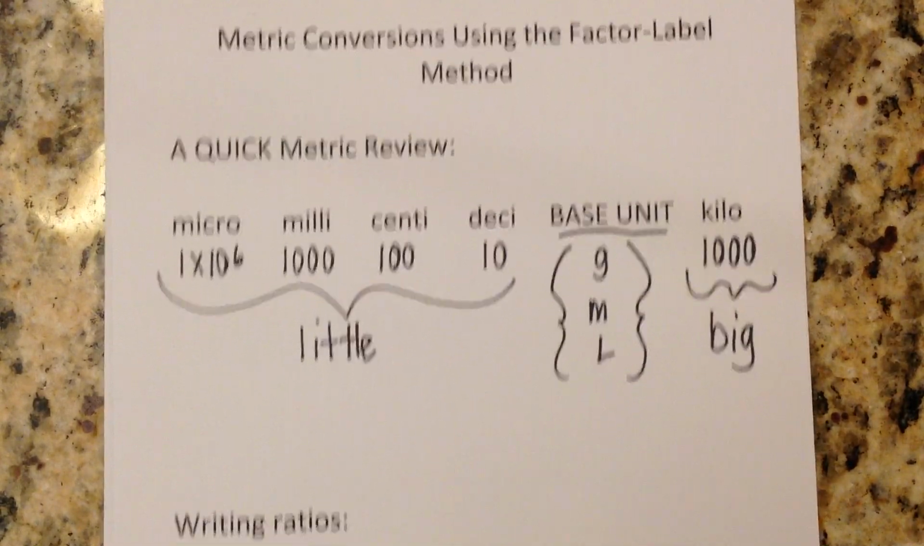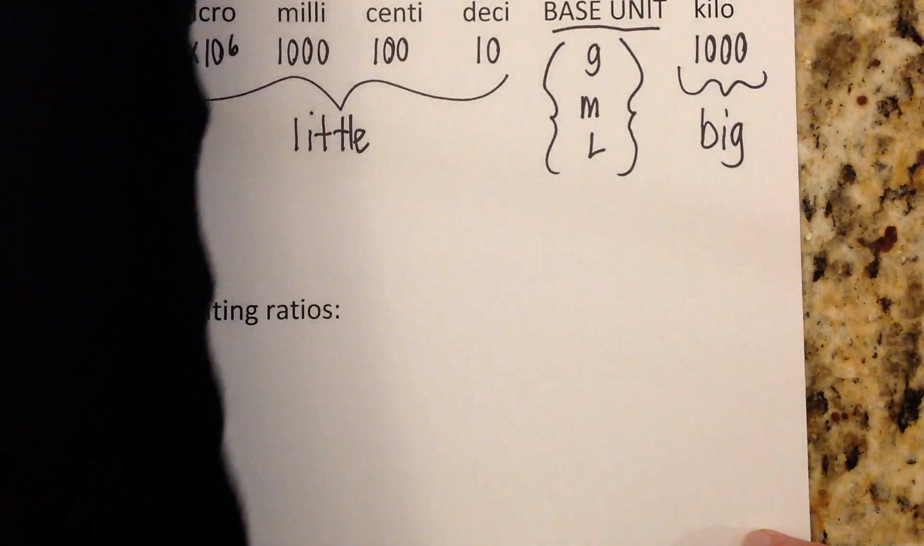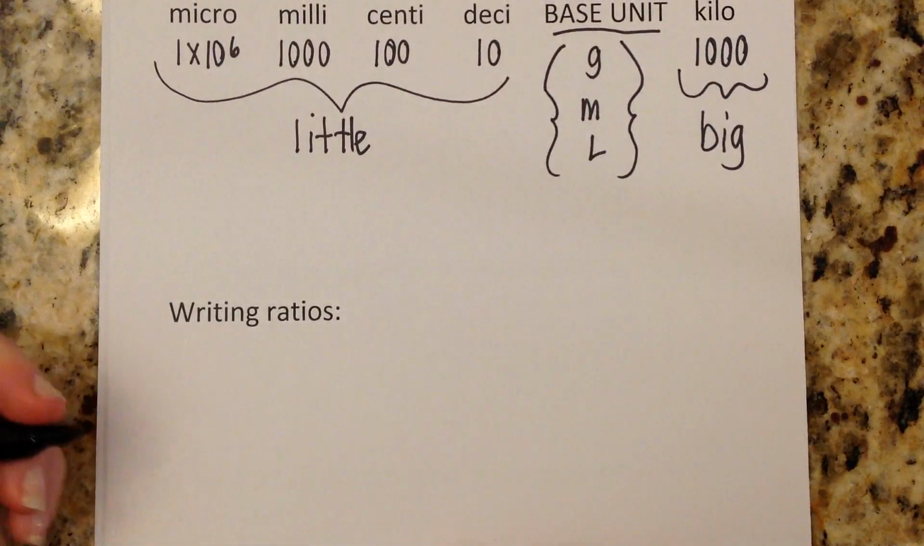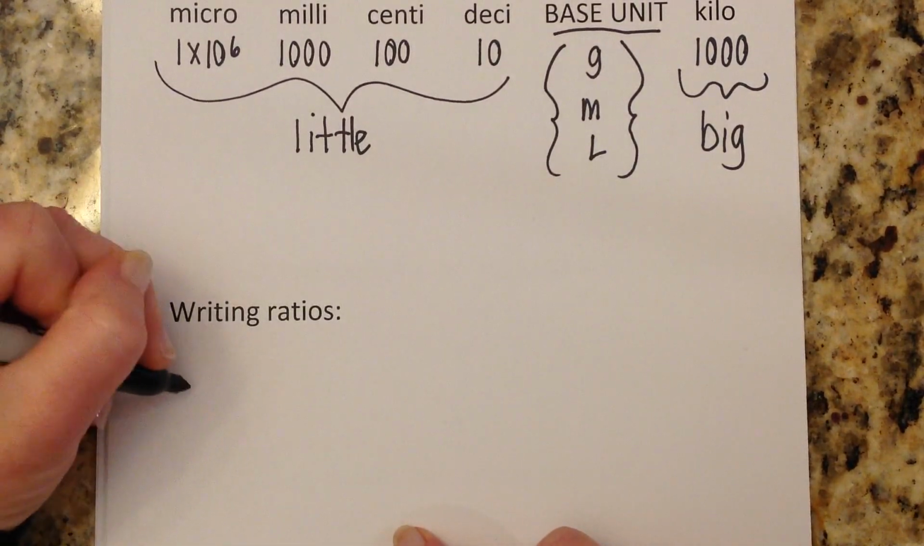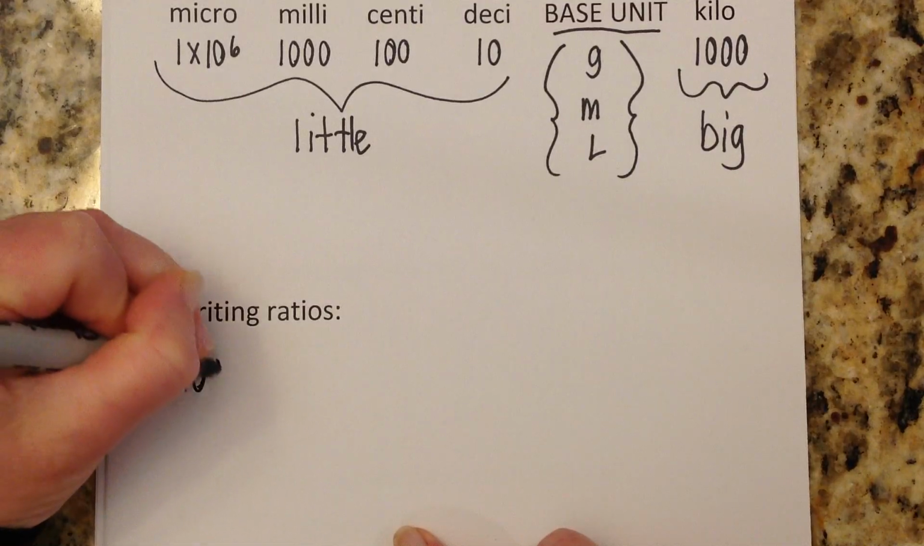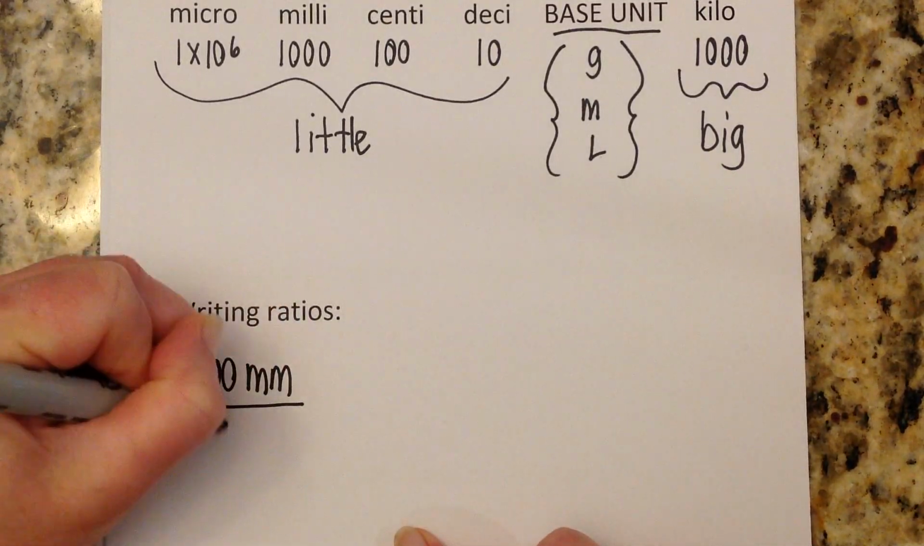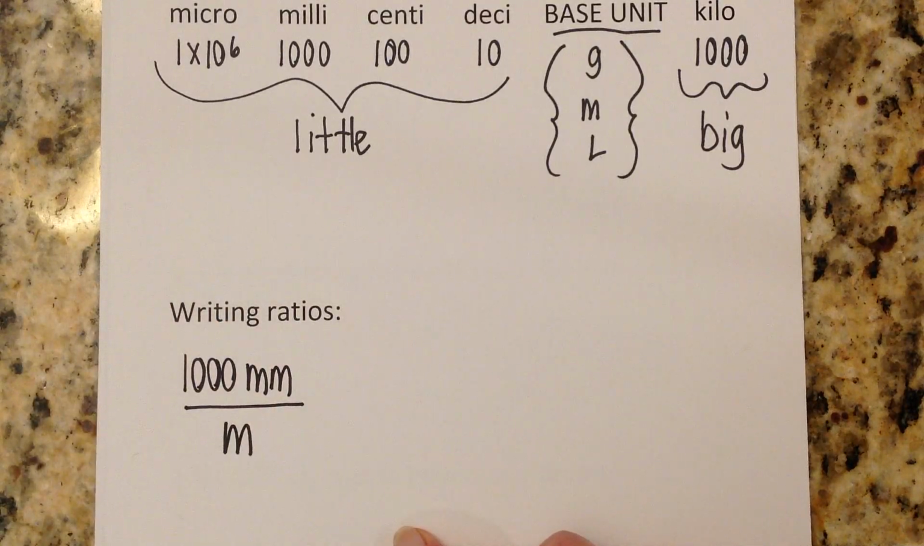Now, the cool thing about this is we can turn these around into ratios. And ratios are just relationships that compare. So, for example, I could write this ratio. There are 1,000 millimeters in a meter. Now, notice I'm not putting the 1 with that meter. It's understood. You could put the 1. It's not wrong, but in chemistry, I find it easier just to leave it like that.